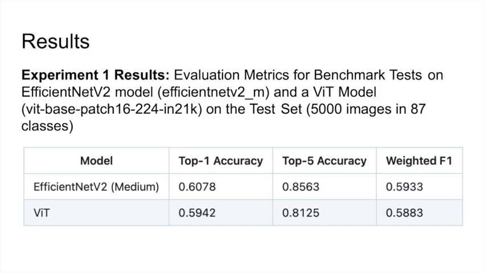Just to give you an idea of what these metrics mean, top 1 accuracy refers to just looking at the top class identified by each model and comparing that to the gold label class, whereas top 5 looks at the 5 most likely classes identified by the model. And as you would expect, that accuracy increases. But overall, these performed about the same, and we hope to get better results with experiment 2.